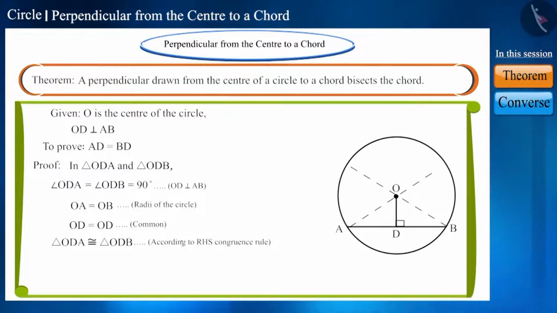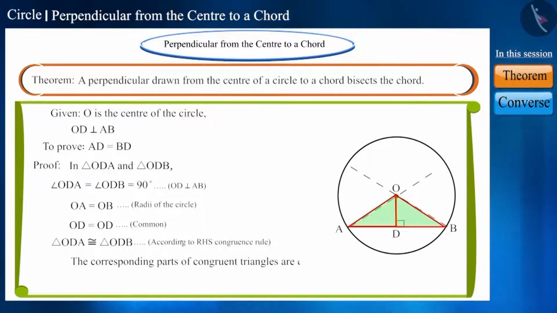We know that corresponding parts of congruent triangles are equal. Therefore, the corresponding sides of these triangles, side DA and side DB, will be equal. That means AD is equal to BD. Thus, we proved that a perpendicular from the center of the circle to a chord bisects the chord.